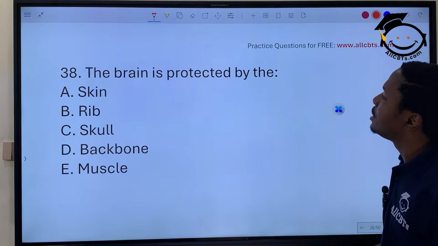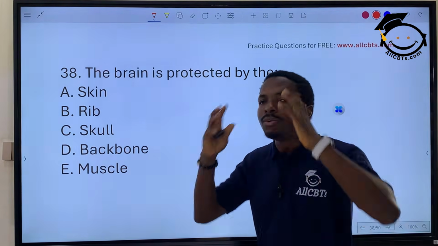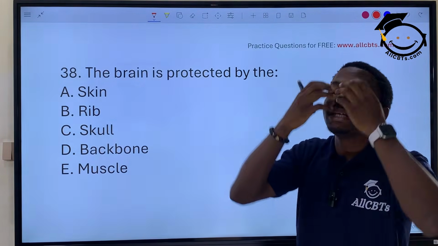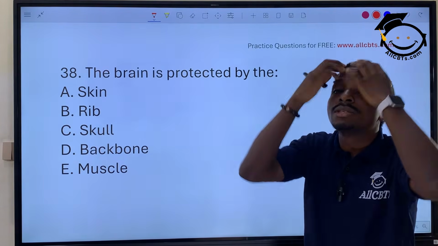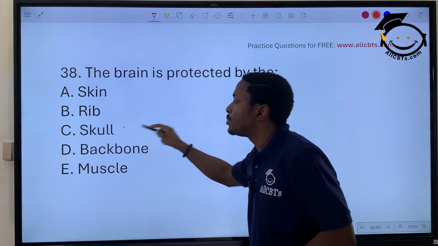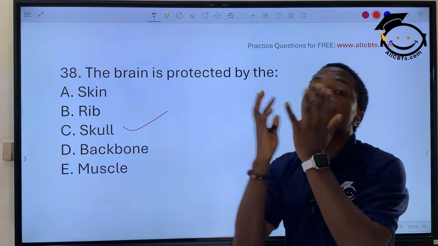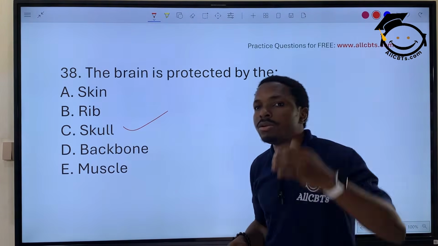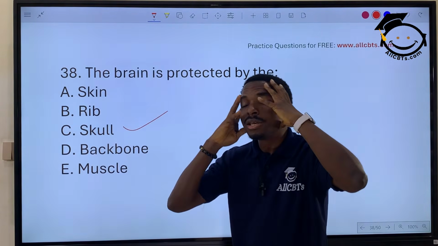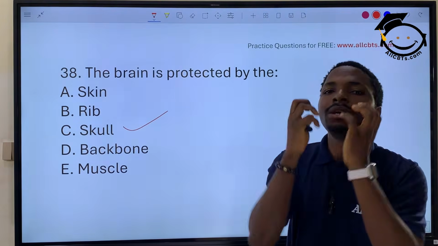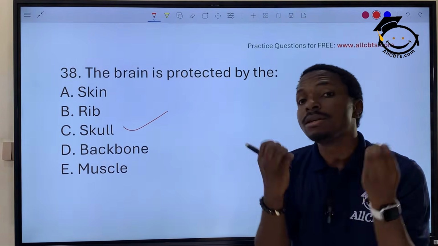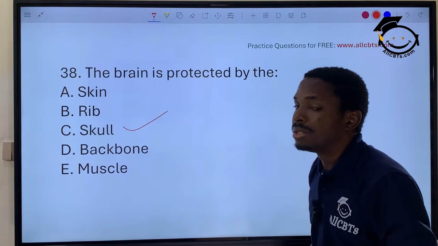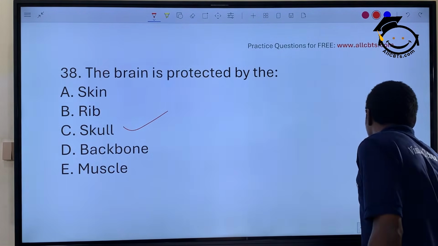Then, 38. The brain is protected by the what? Your brain is where? Your brain is here. Then, what is this thing called by the time I remove the skin? It's called your skull. So your brain is covered and protected by your skull. Somebody may punch your head or slap you and not be able to hurt your brain, because this skull is a big, thick bone that protects your delicate brain. But there is a way to hit your head that could affect the brain, so you've got to be careful with your head.